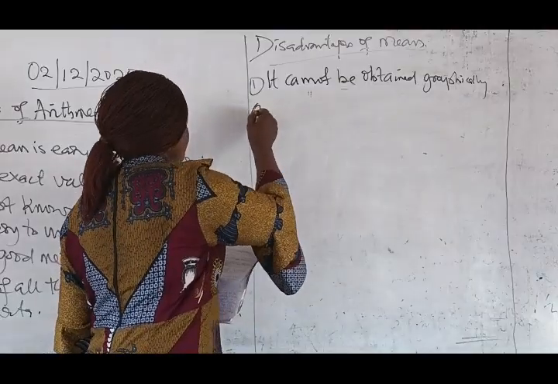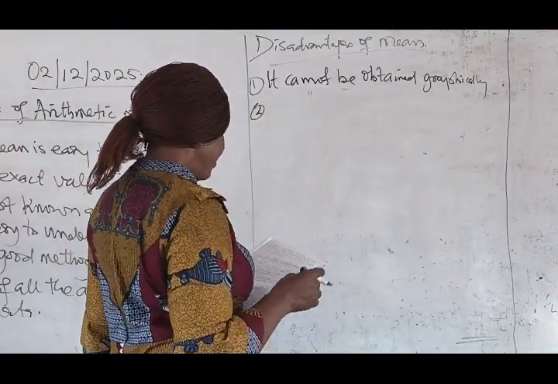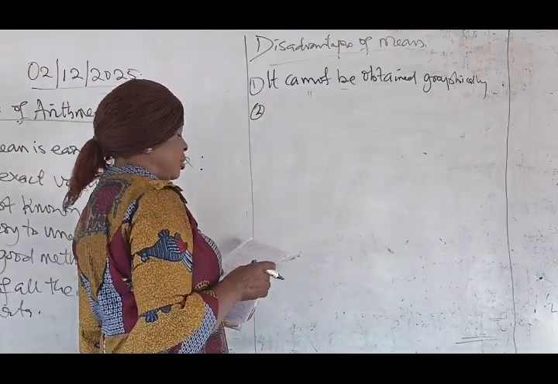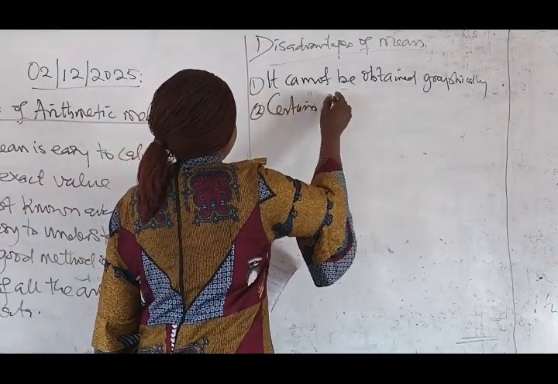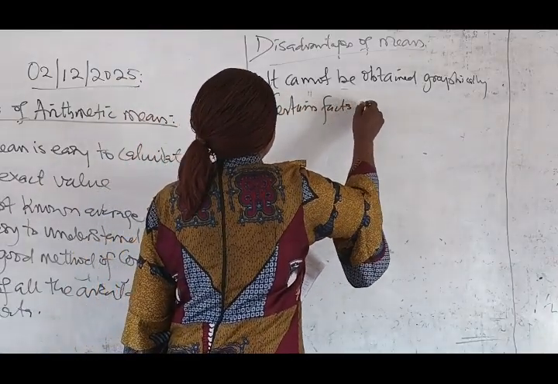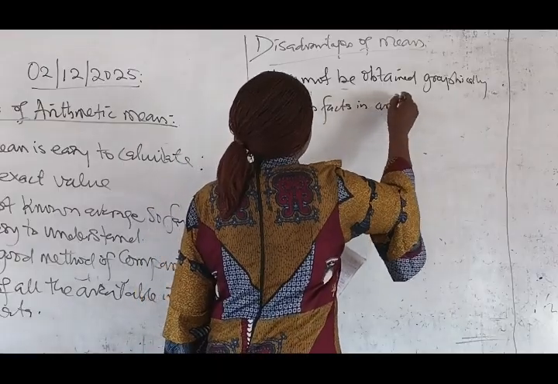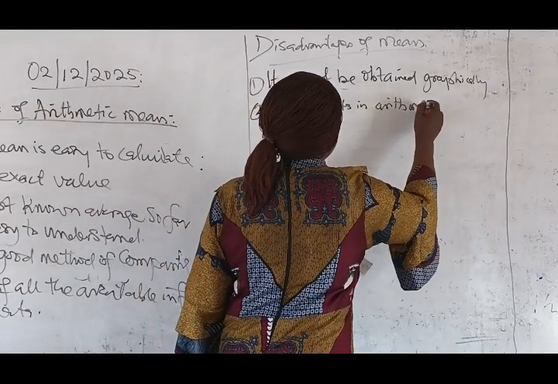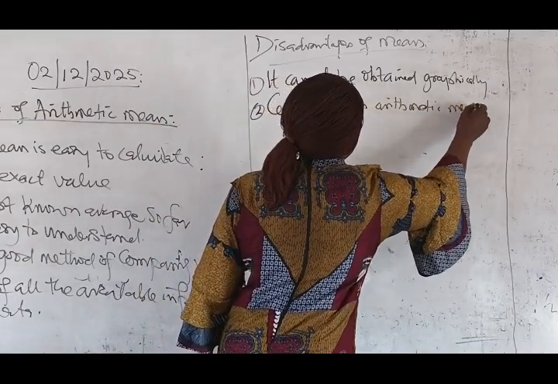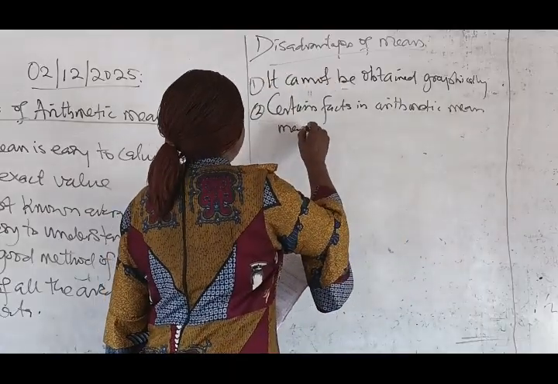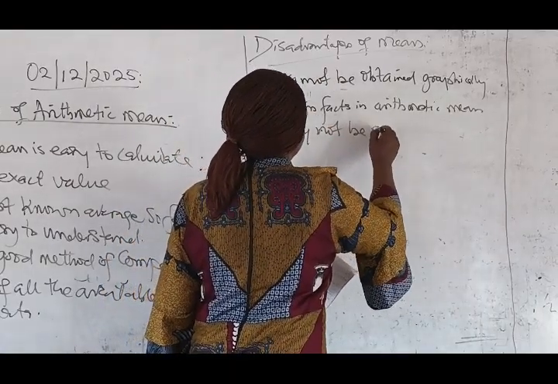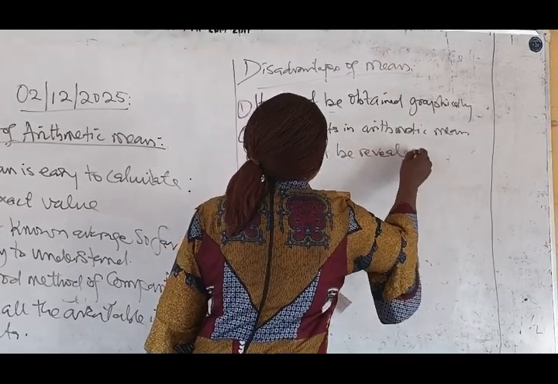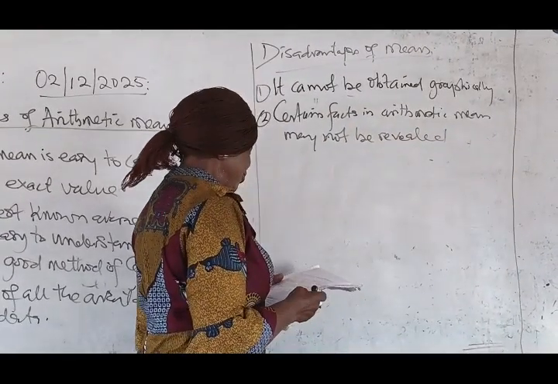Number 2, certain facts in arithmetic mean may not be revealed. Certain facts in the arithmetic mean may not be revealed.